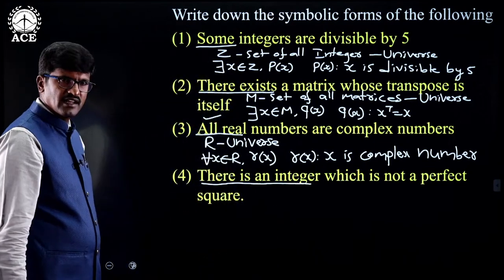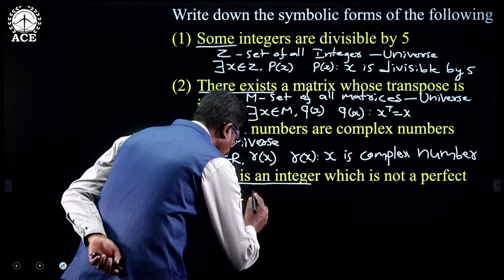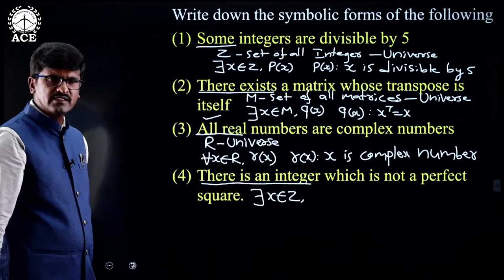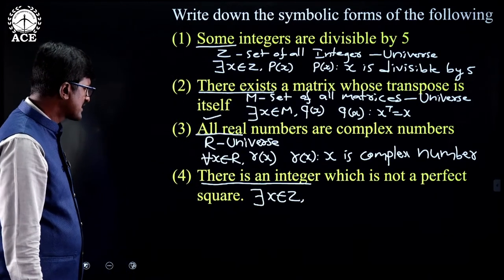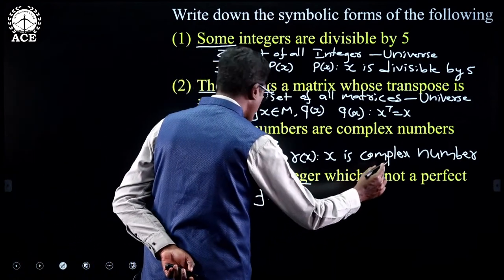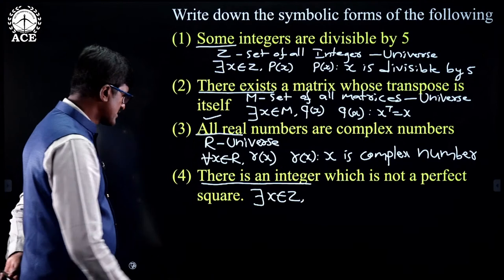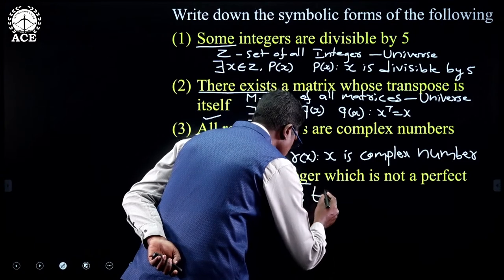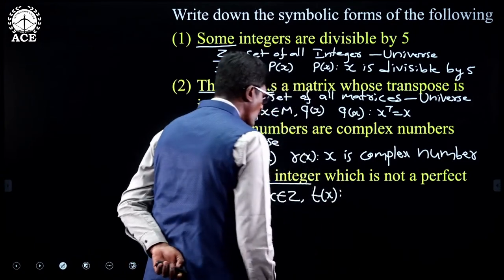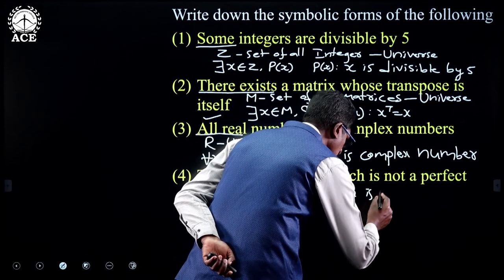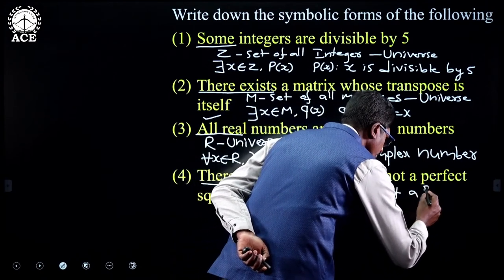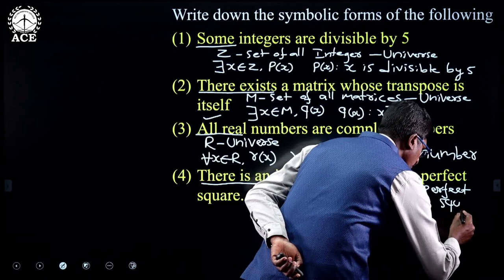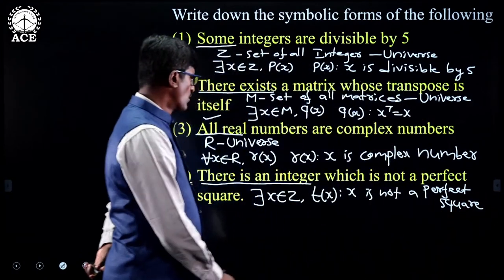Then the next example is: there is an integer. That means existential quantifier. For some x belongs to Z, the set of all integers being the universe, which is not a perfect square. What is T of x? The open statement: x is not a perfect square.